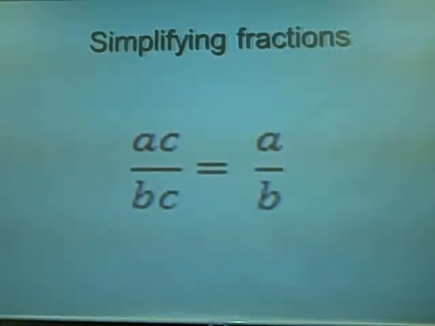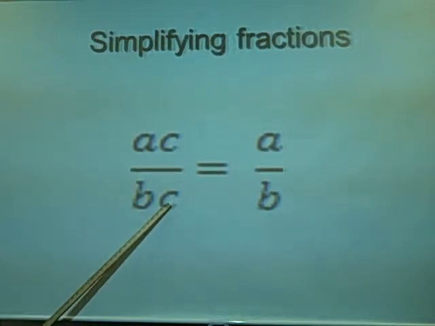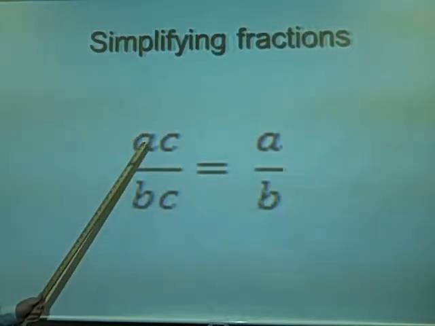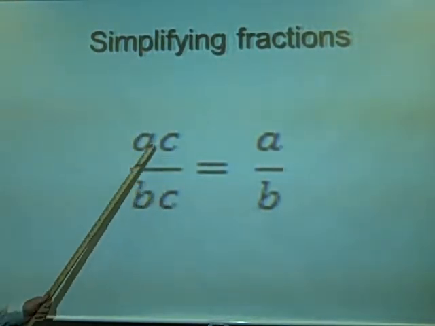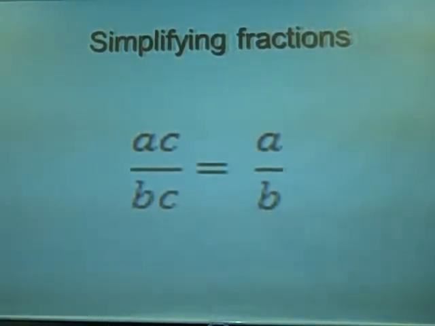Alright, and so we're looking at different types of problems in dealing with rational expressions. Here we have a rational expression where we have AC over BC. Here, this would be like A times C and B times C. The C's cancel out, simplifies, and so we have A over B. So if we can simplify rational expressions, we want to do that. Okay?